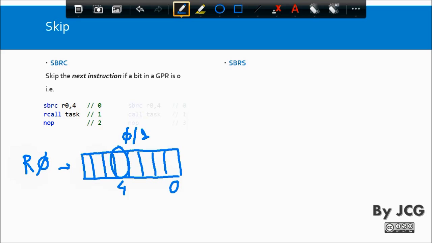So depending on the value of this bit, this instruction is going to jump the next instruction. If here we have a 1, then we're not going to jump this instruction. We are actually going to execute it. However, if we have a 0 here, the instruction, in this case a relative call, is going to be skipped. So we're not going to execute it if this particular bit is a 0.